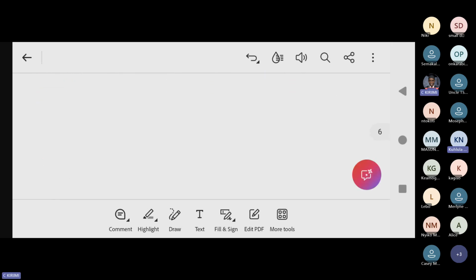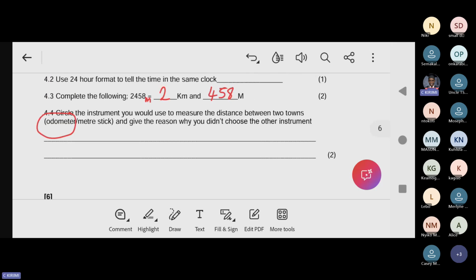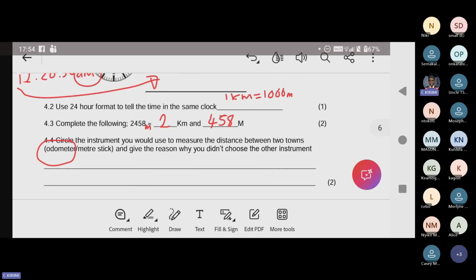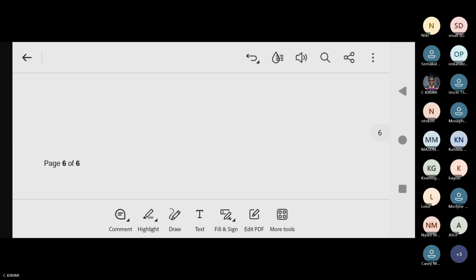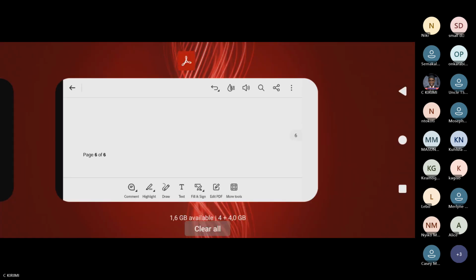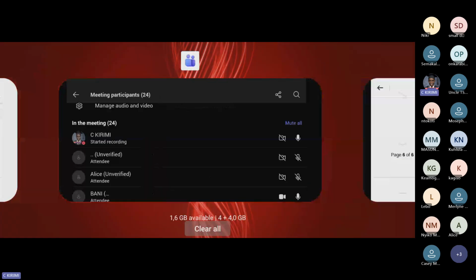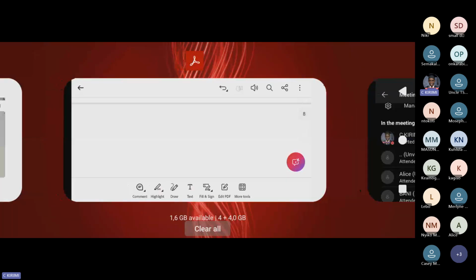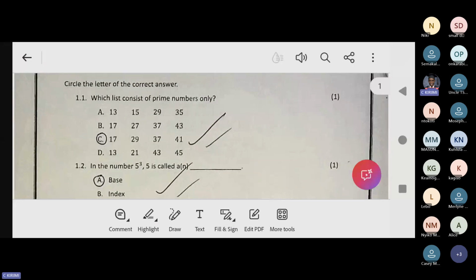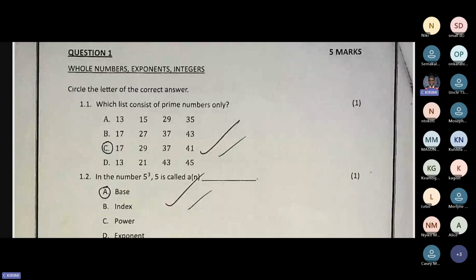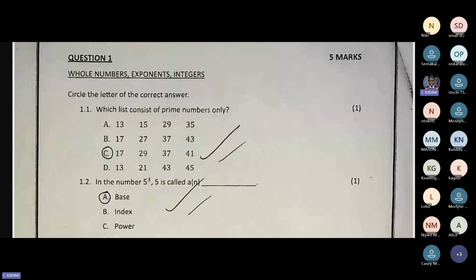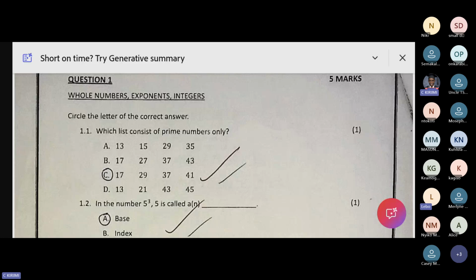That was the last question for 4.4 for the question paper which I sent for the other grade. Now we are moving on to the next question paper since we are left with just a few minutes. Let's start with the ones for the higher grade, the senior students who were not assisted. Paper 1: which list consists of prime numbers only?